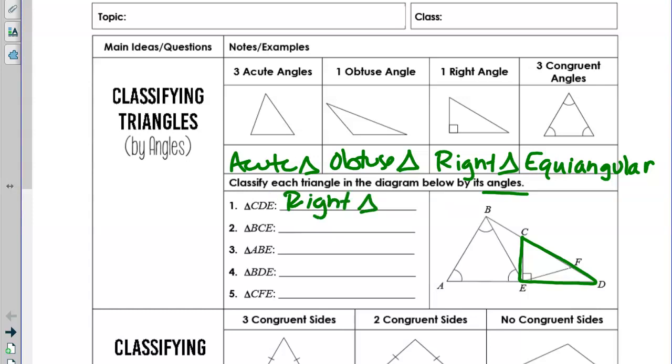Alright, then triangle BCE. What do you suppose that is? That's obtuse. Obtuse, very good, because at angle C it is obtuse, so it's an obtuse triangle. And then we're going to go on to triangle ABE. Equiangular. Yes, very good. So equal angles would be equiangular.